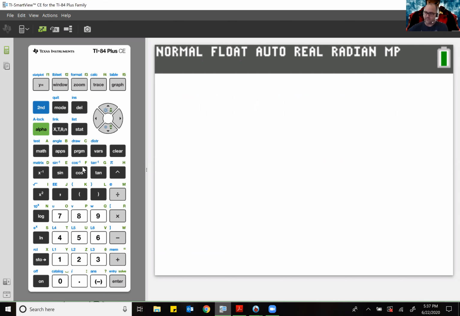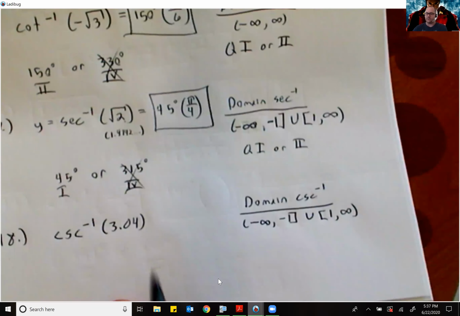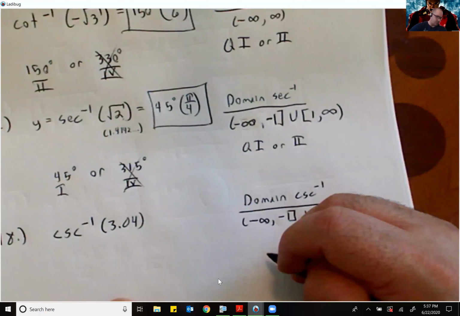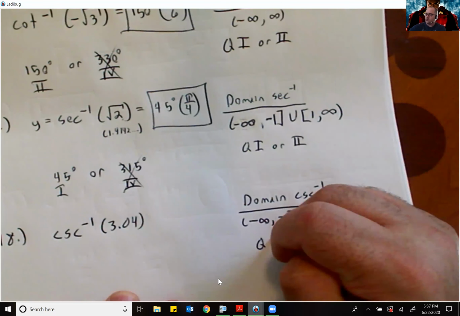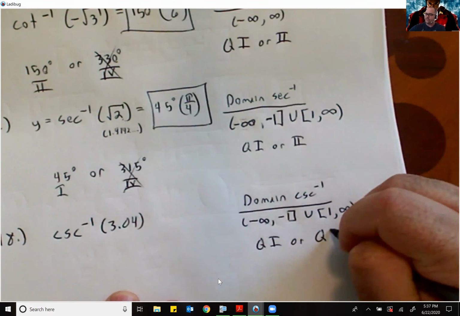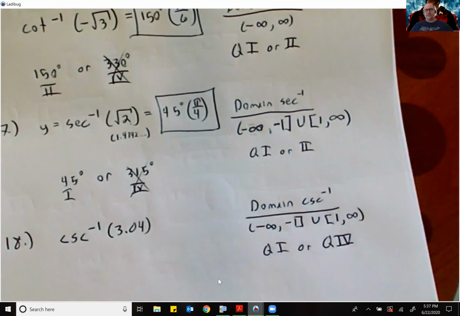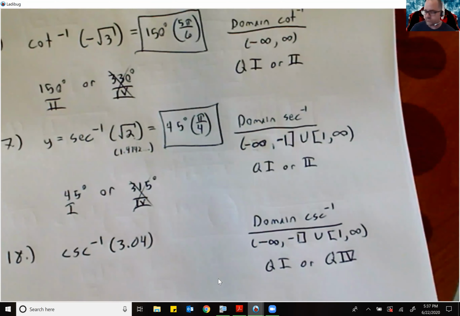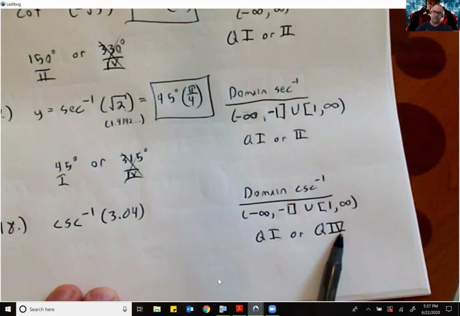Actually, even before we go to the calculator, the domain of cosecant inverse is the same as the secant: negative infinity to negative 1 union 1 to infinity. So obviously that number fits in our domain. This number is right up in here, so we're good to go. You're going to look for quadrant 1 or quadrant 4. But again, that doesn't really matter to us here because we're going to use the calculator and it will shoot out the answer in quadrant 1 or quadrant 4.